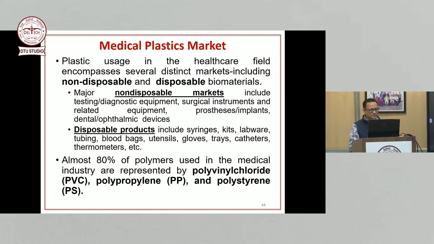They can be non-disposable and they can be disposable products. So for example, disposable can be syringes, labware, tubing, blood bags. You just use it and throw it, right? So another big field not related to what we are talking about today is the pollution caused by all these polymers, right? That's another negative of this.